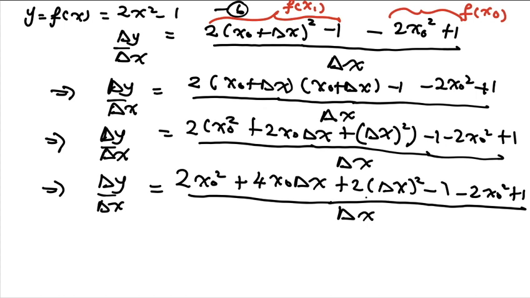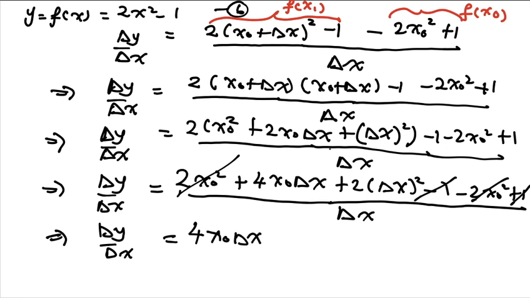So what you can see here is that this one is gone because this one means minus and this one is also gone. Now we can rewrite it even further as change in y over change in x equals 4x naught change in x plus 2 change in x squared over change in x, isn't it? What can we do next?